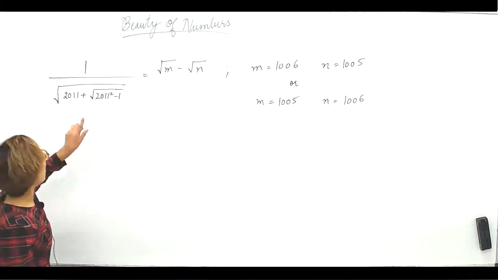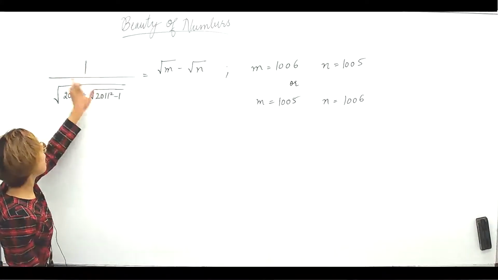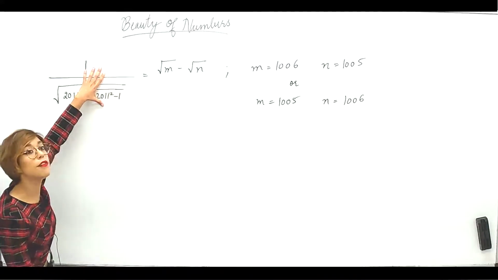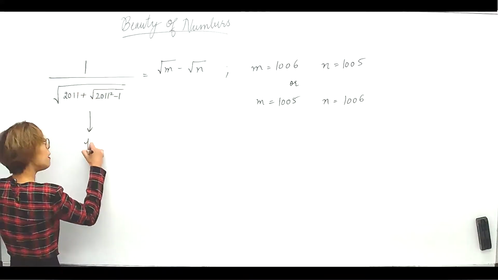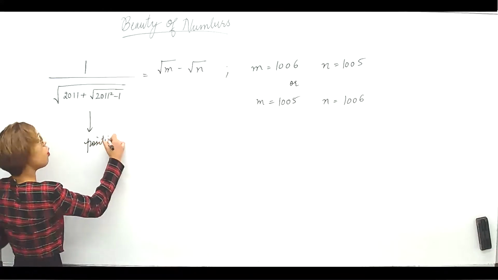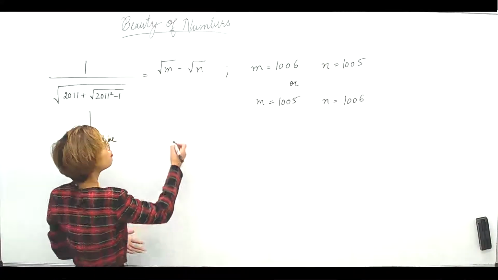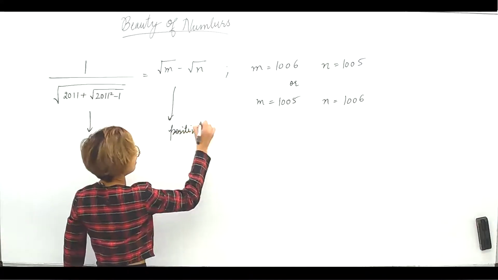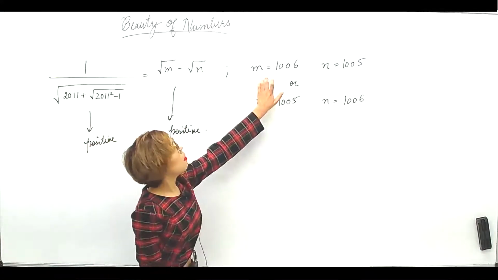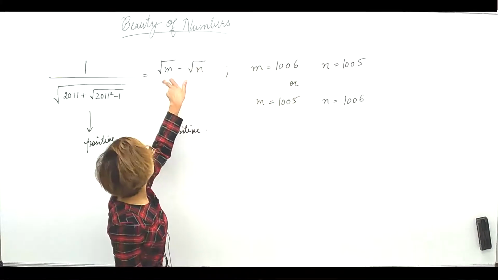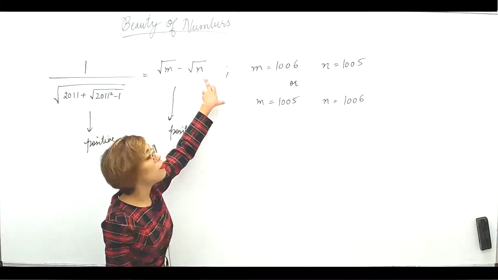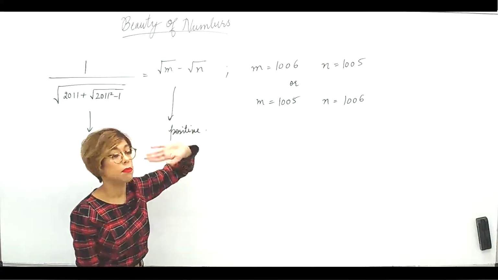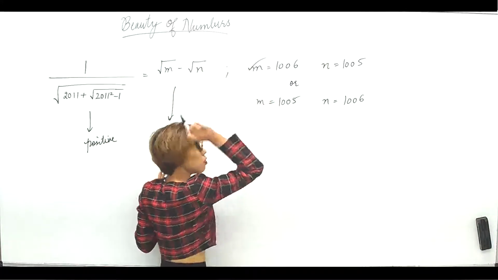Now look carefully. On the left hand side, I have 1 divided by a positive square root, right? So that means this side is definitely positive. Left hand side is positive. So obviously, the right hand side has to be positive, right? Okay. So this thing I understand. Now you are saying m can be 1006. So square root of 1006 minus square root of 1005. That means definitely it is a positive quantity, right? So this will be the solution.